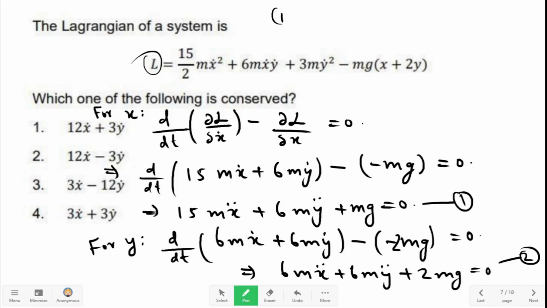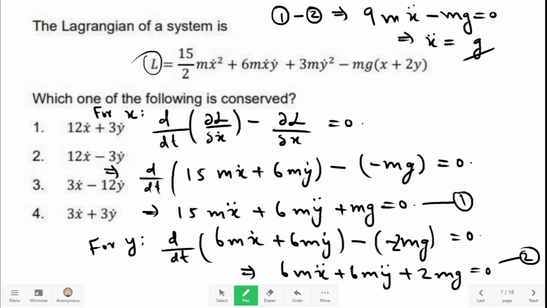Equation 1 minus equation 2 gives 9mx double dot minus mg is equal to 0. From here we have x double dot is equal to g divided by 9.